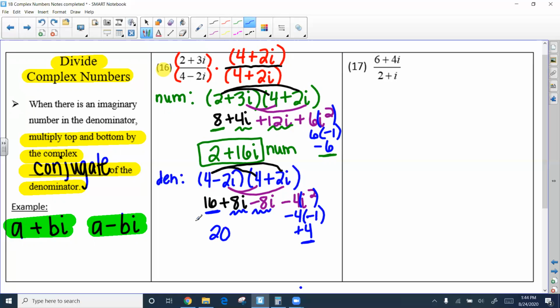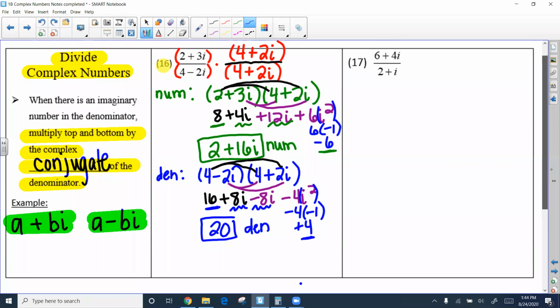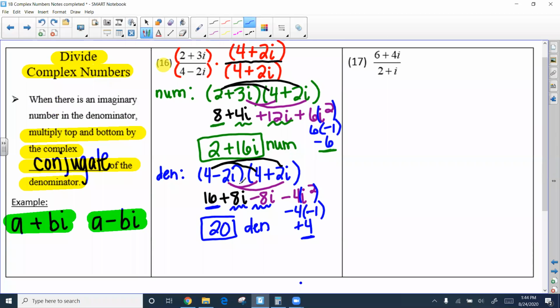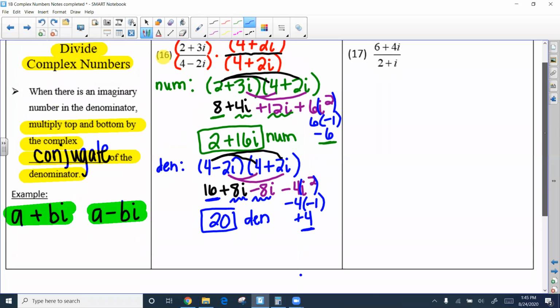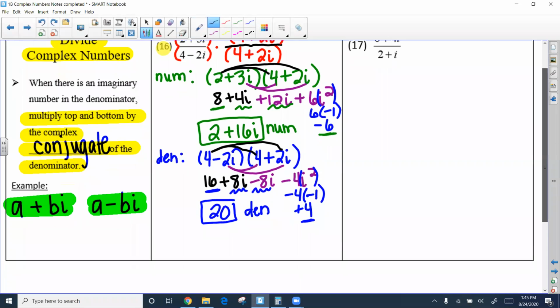So when I multiply a number by its conjugate, notice we just end up with a real number. Okay, this is the denominator. So we multiplied the numerator and we multiplied the denominator. Now I actually am going to put it together. Because remember, our answer, this is the numerator and denominator. It should still be written as a fraction.